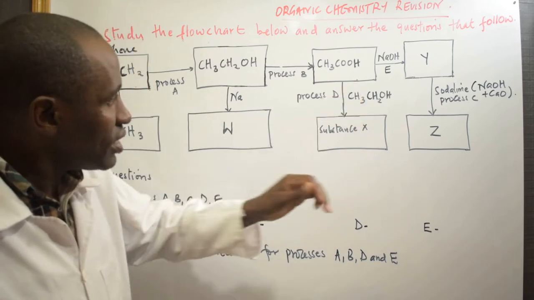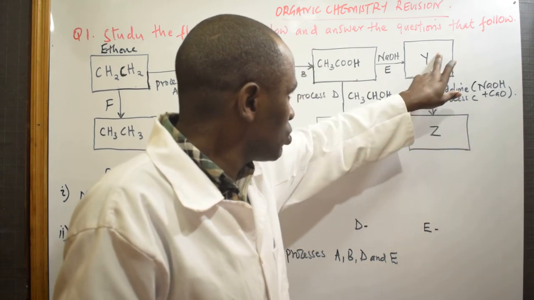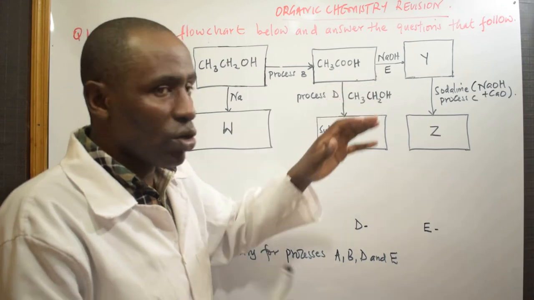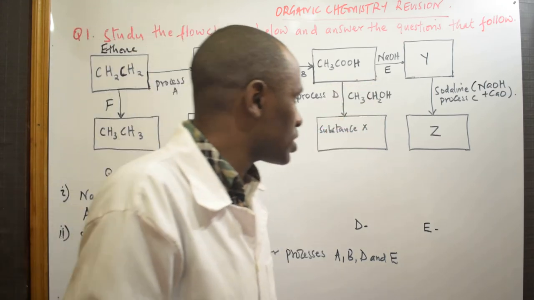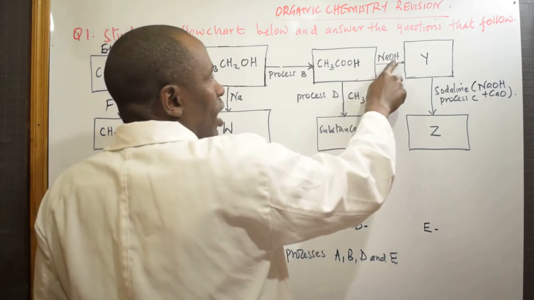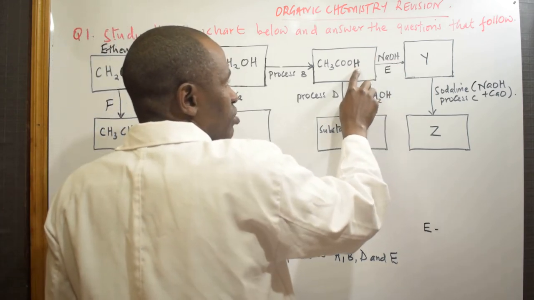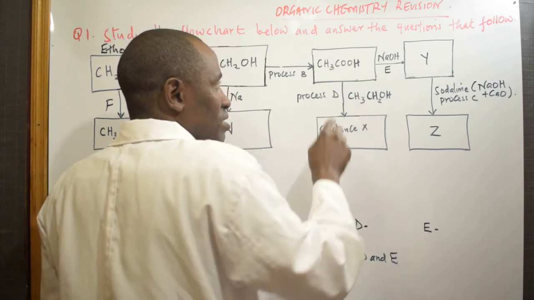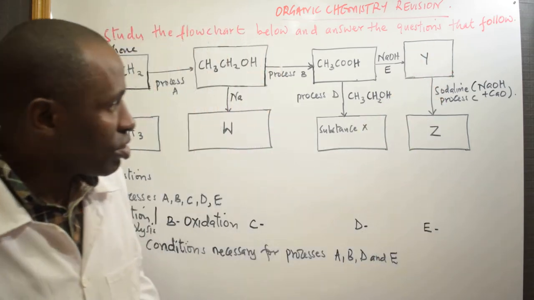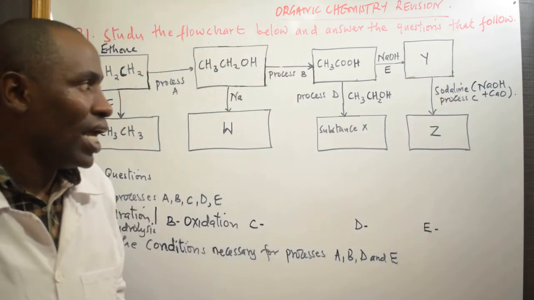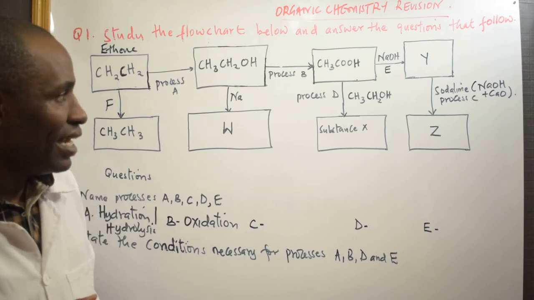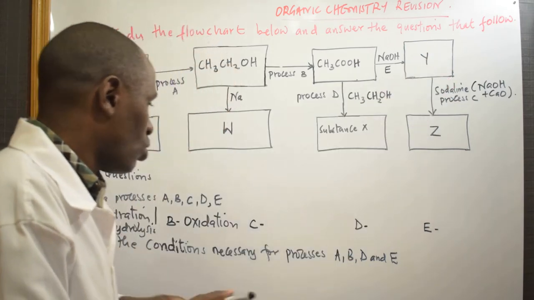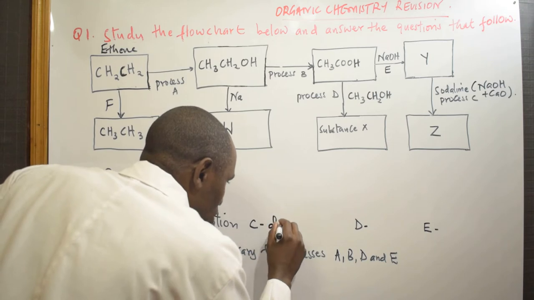Now, process C. It's important to know that when you have sodium hydroxide reacting with an alkanoic acid, we all know that an acid-base reaction gives us a salt. The salt will be formed when the sodium replaces hydrogen, and therefore I'll get a salt called sodium ethanoate. Now, sodium alkanoates react with soda lime to get an alkane. The process by which we get an alkane from a sodium alkanoate, we are going to call decarboxylation.